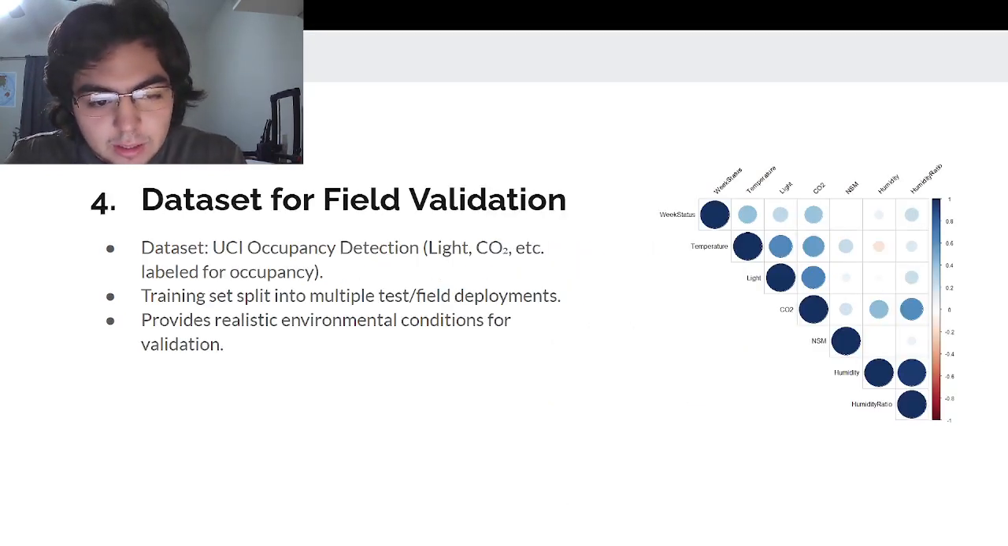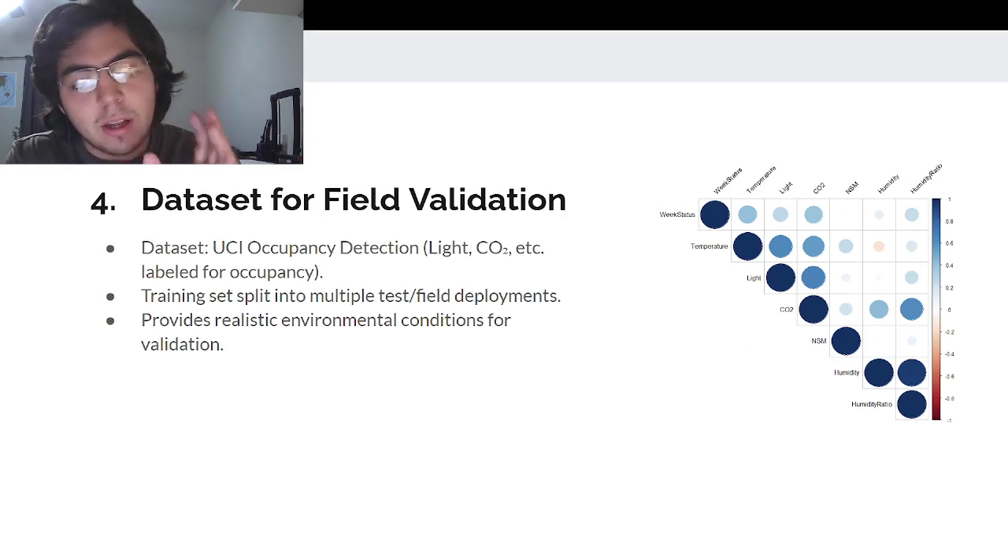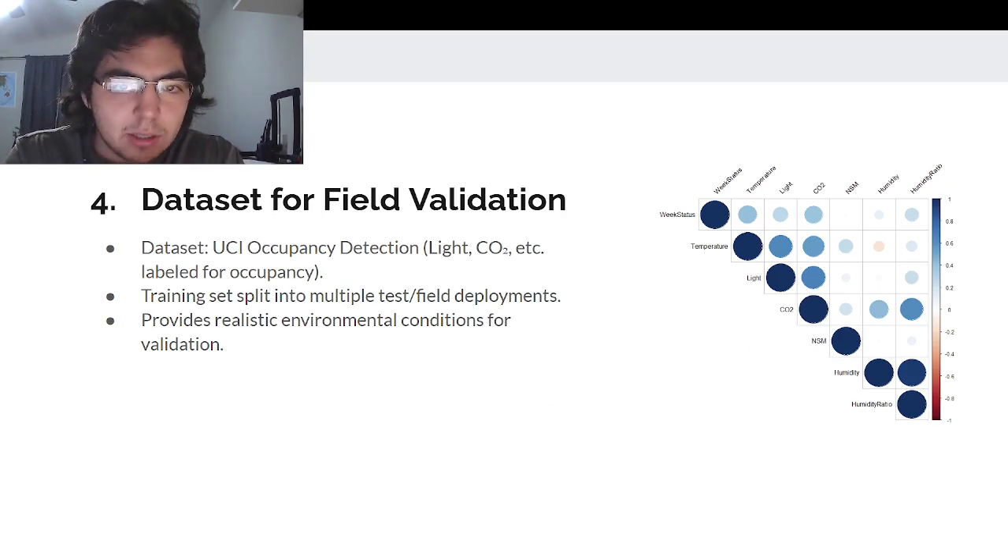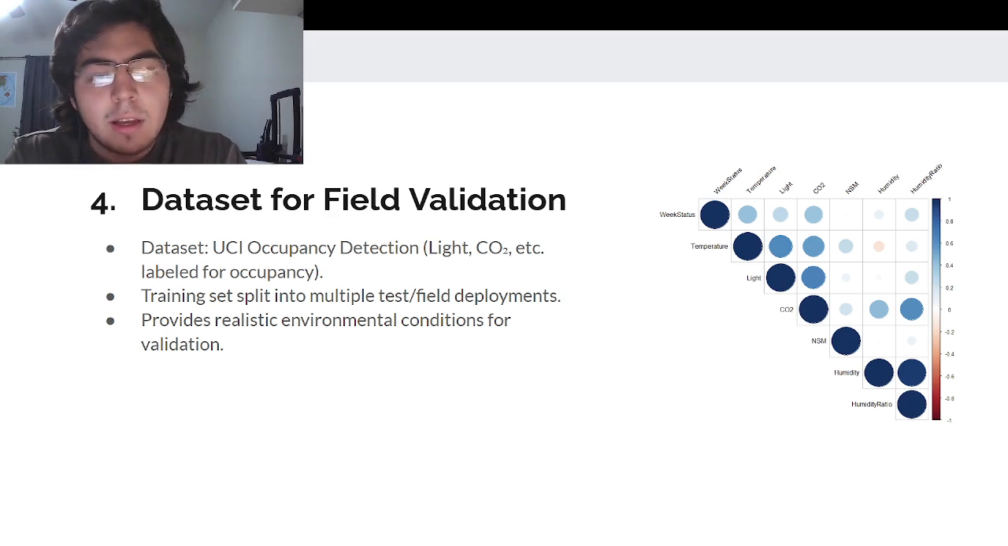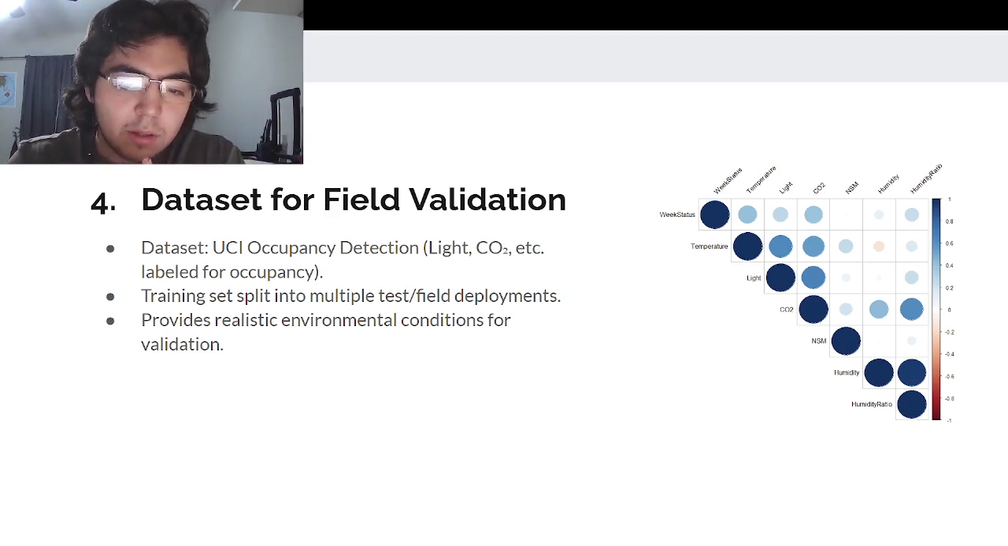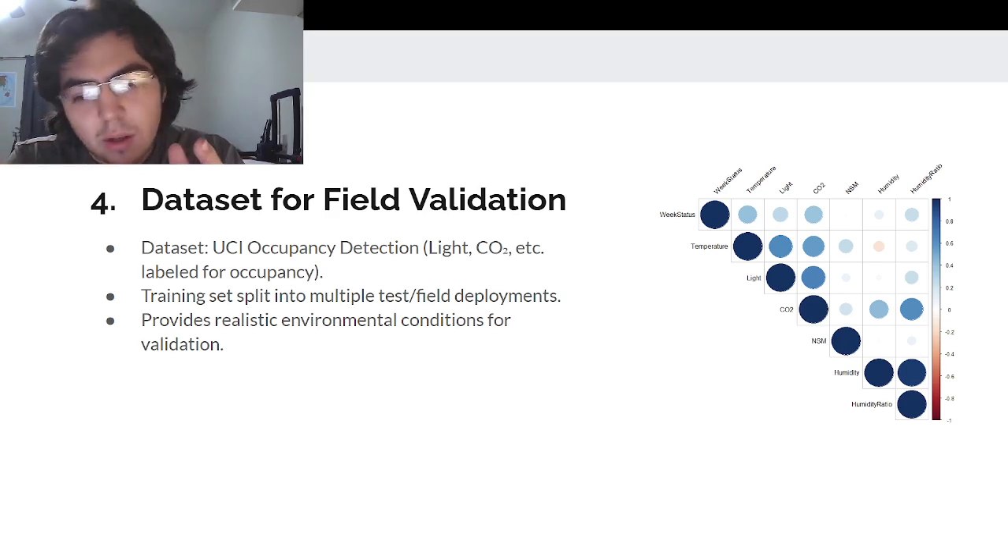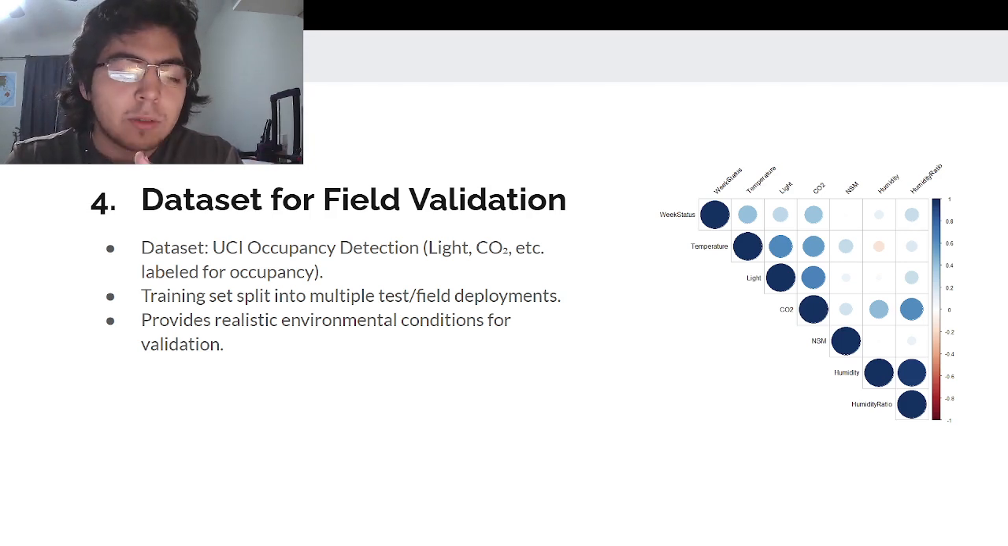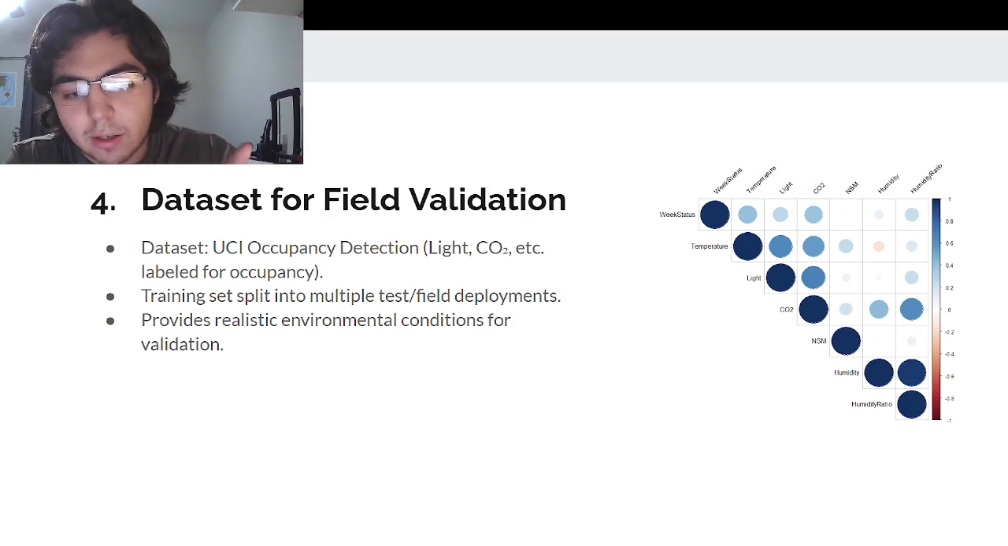We're going to be using the University of California occupancy detection data set. It comes with lots of different columns for this building: the lights of every room, the CO2, all sorts of different things. Light and CO2 are most important because we're only going to be using those two. I'll get to that in a little bit.